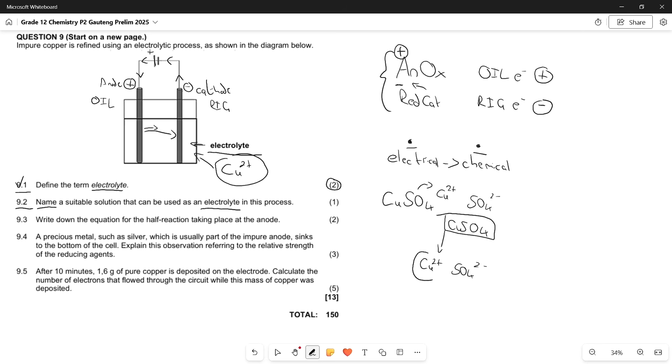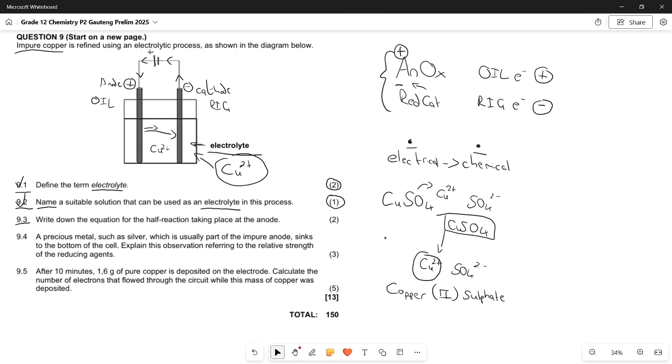Which means we then have what we want, the Cu2+, especially in this scenario where we are refining impure copper. So for the question, name a suitable solution that can be used as an electrolyte, we can just go ahead and write copper(II) sulfate, because it has a charge of 2 in order to be balanced, sulfate being the spectator ion that will break off and not get involved in the reaction. And this would earn us 1 mark over here.